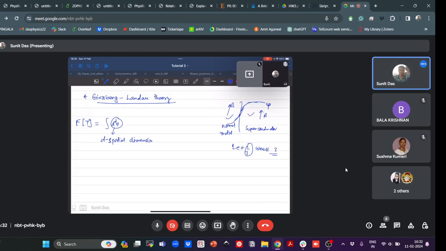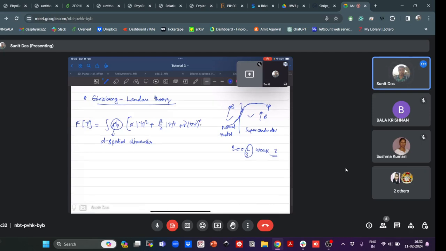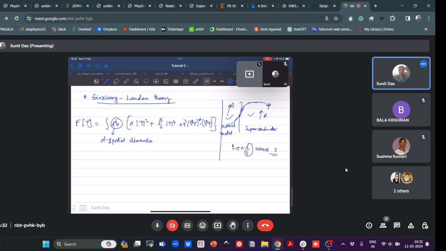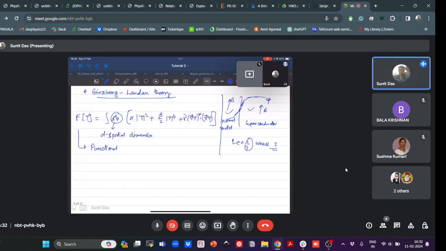And then we have alpha again, mod psi squared as it was, beta by 2 mod psi to the power 4, plus gamma, gradient of psi star (complex conjugate) dot gradient of psi. So this is the free energy functional. We call it a functional, not a function anymore, because it is a kind of function of a function.